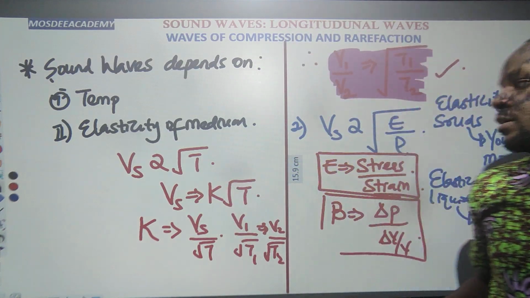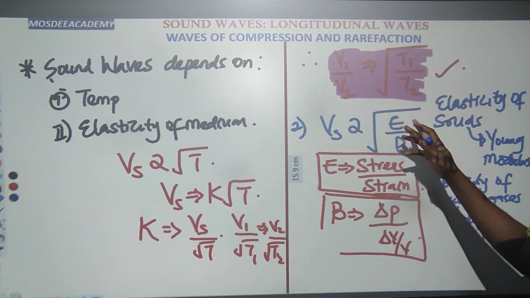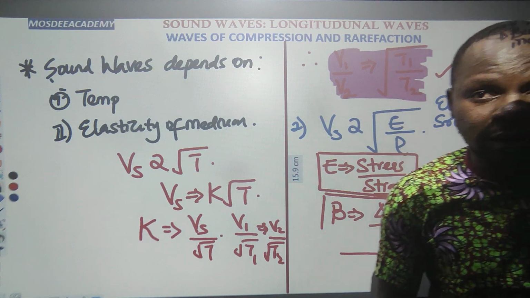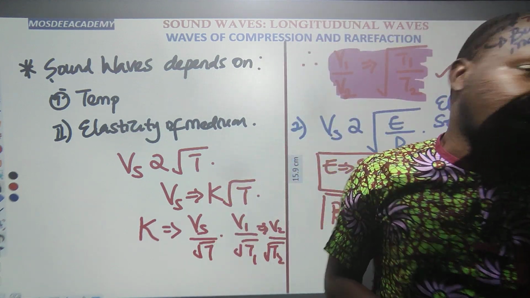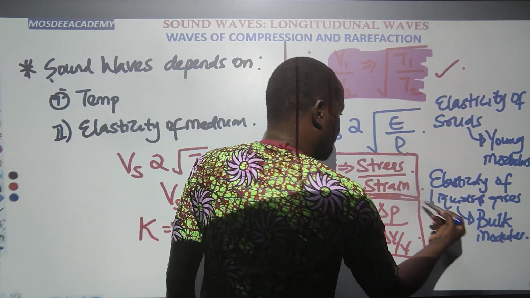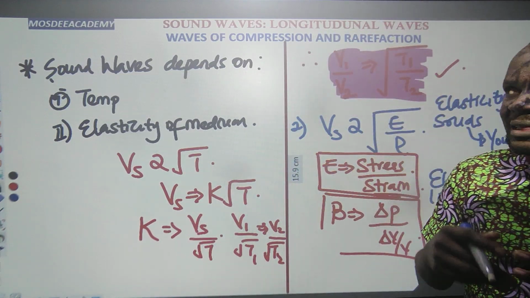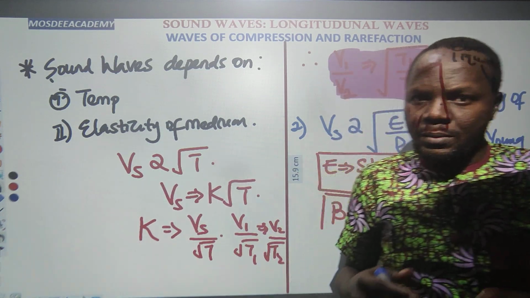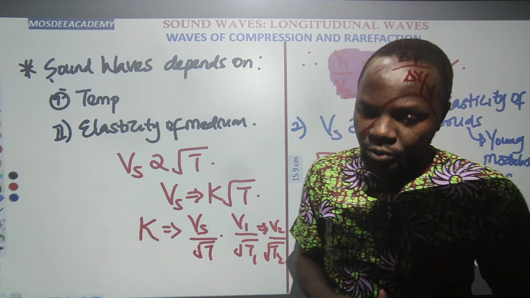So the truth about this formula is that it can be interchanged, since we know it is elasticity over this. If it is solid, we define it in terms of Young modulus. If it is liquid and gases, we define it in terms of bulk modulus. And these are the formulas which you need to keep in mind. Because of this, the direction in which sound propagates in a medium depends on some thermodynamic properties. And that is where we are going, my dear student.